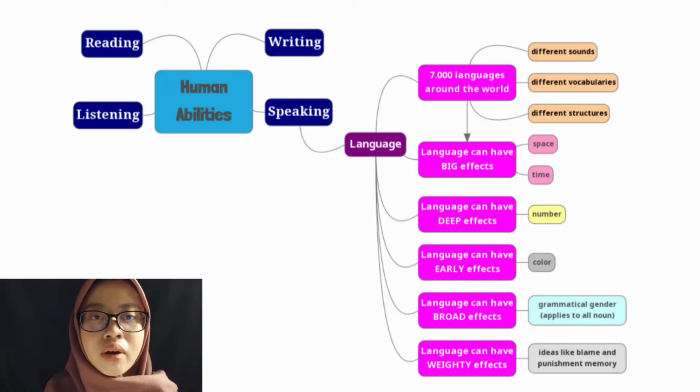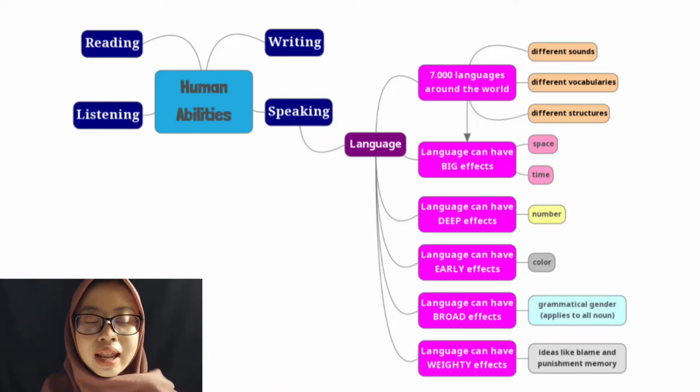Hello everyone, I'm Ayu Annisa, and in this video, I'm going to explain how language shapes the way we think, in front of a mind map. Okay, let's begin. There are 4 human abilities we have now. They are listening, speaking, reading, and writing. In this explanation, we are going to focus on speaking.